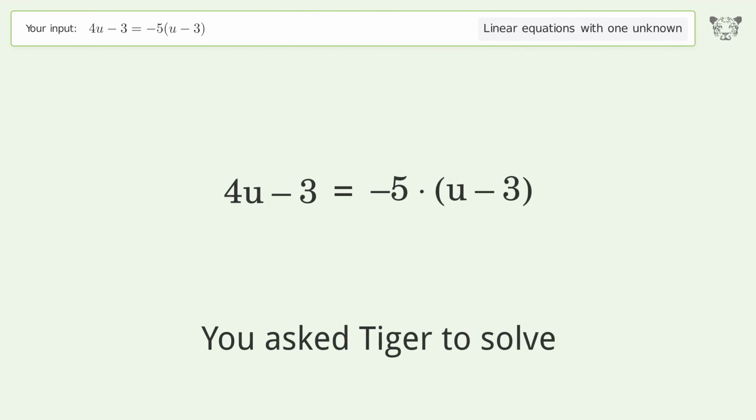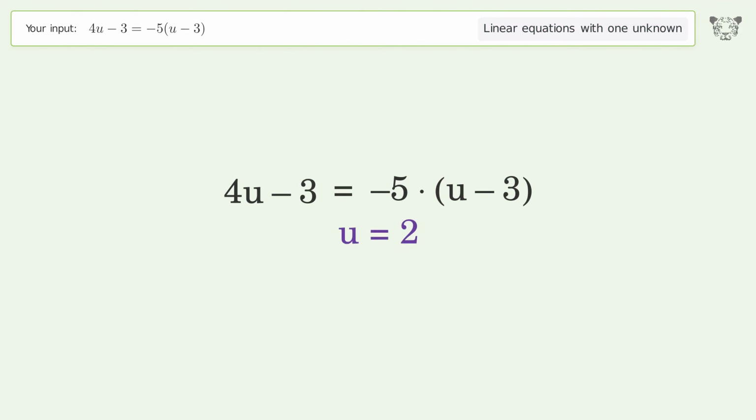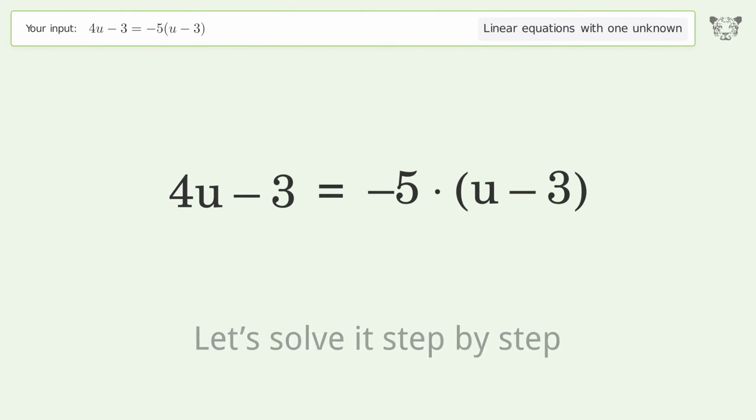You ask Tiger to solve. This deals with linear equations with one unknown. The final result is u equals 2. Let's solve it step by step.